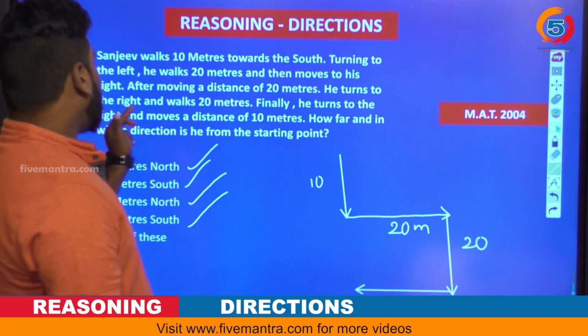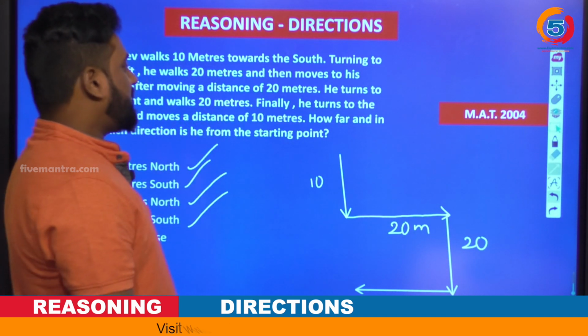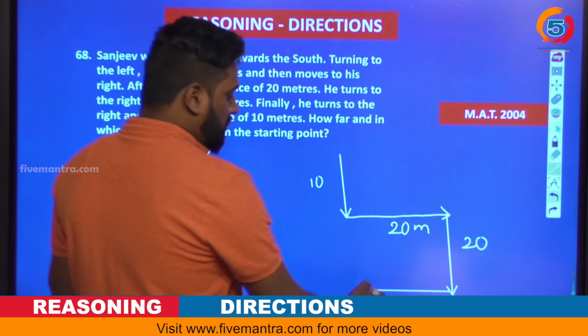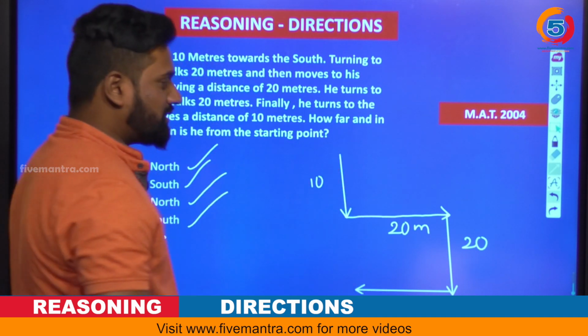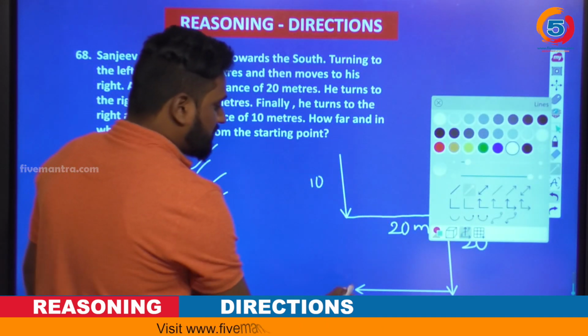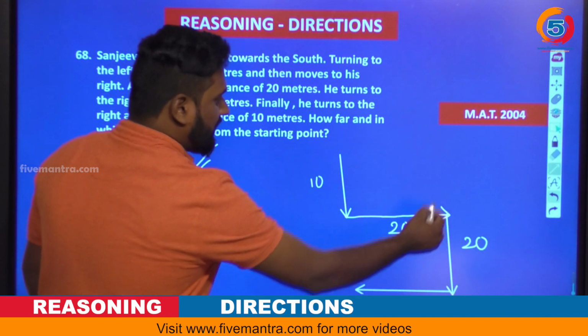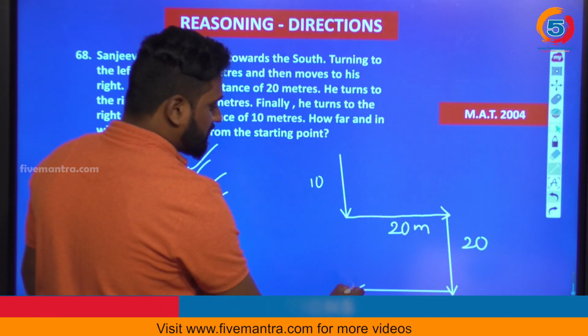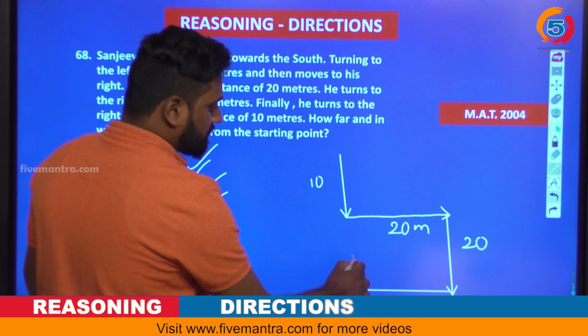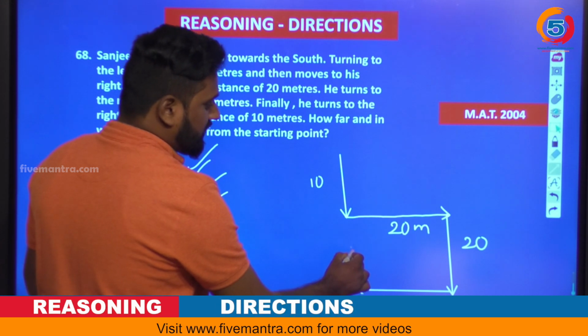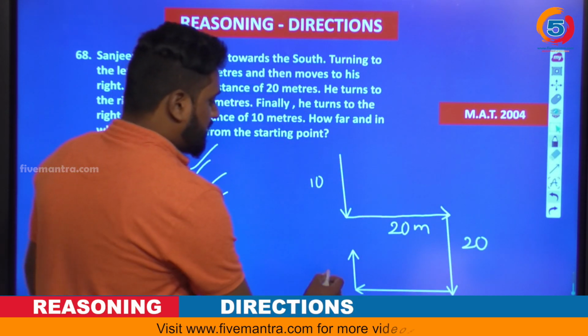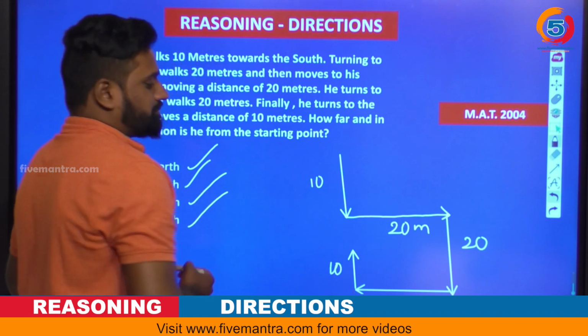So he turns to the right and moves a distance of 10 meters, is given. So from this point again 10 meters right. So 10 meters right means northwards 10 meters. Already this is 20, so half of this represents 10. Right, exactly this point which indicates 10 meters.